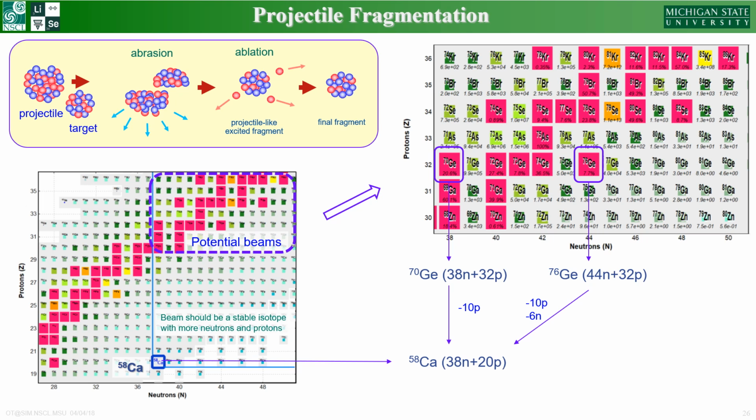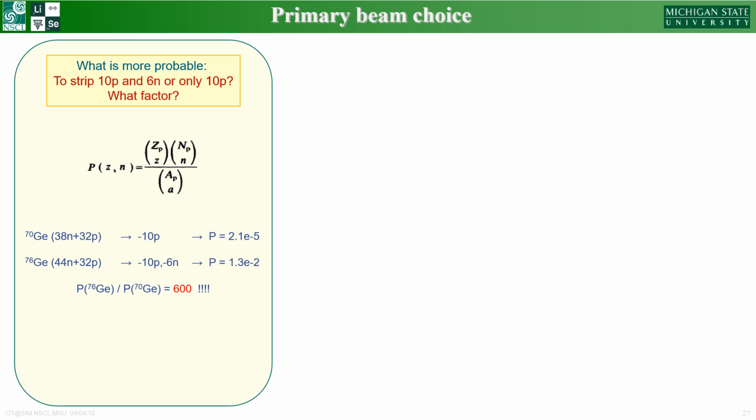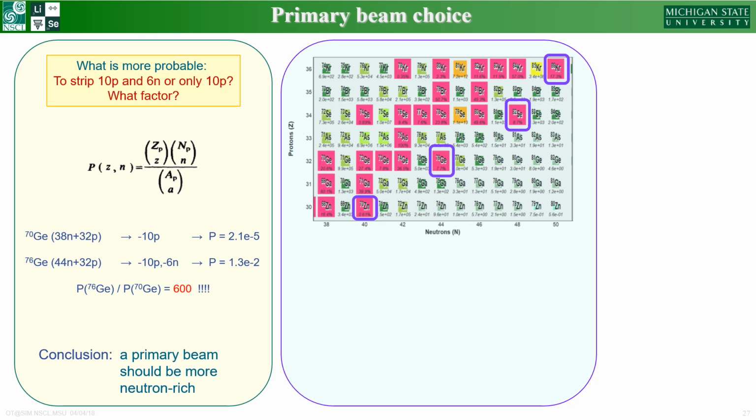Question: with what isotope can you produce more 58 calcium fragments? What is more probable, to strip 10 protons and 6 neutrons, or only 10 protons? And to what factor? From combinatorics, we have a factor 600 for 76 germanium over 70 germanium. Therefore, a primary beam should be more neutron-rich in the case of a neutron-rich fragment of interest. In the case of a proton-rich fragment, vice versa, a proton-rich projectile should be chosen.